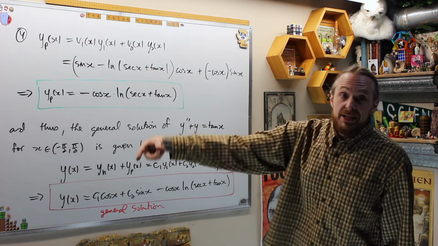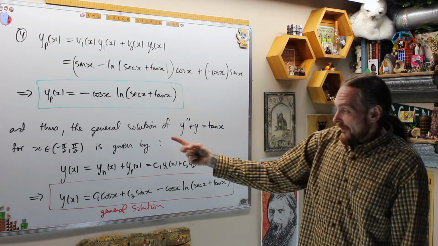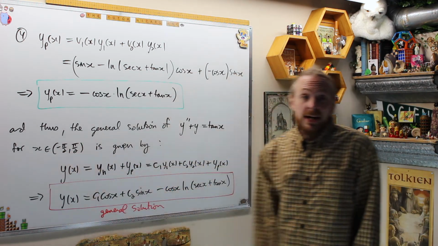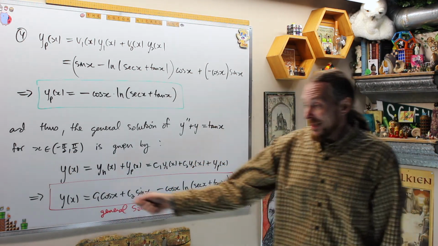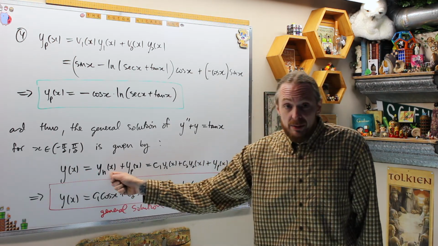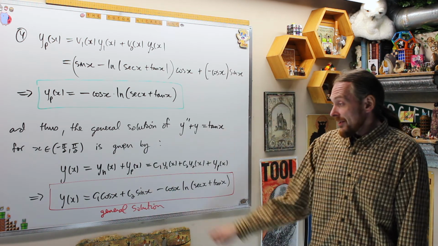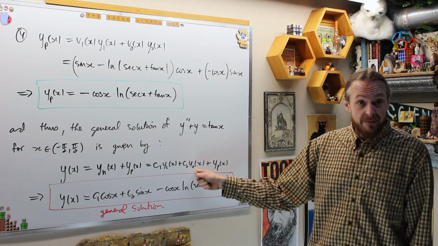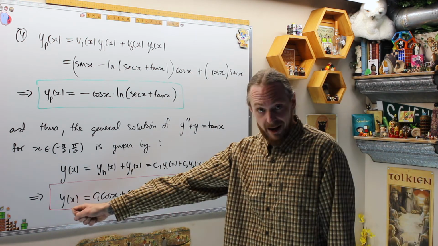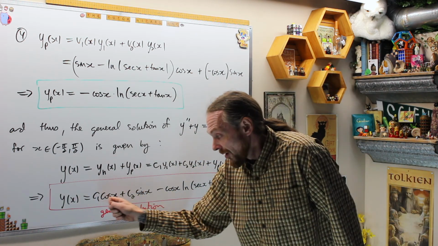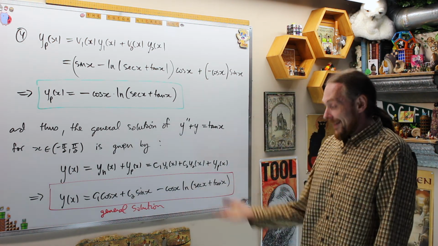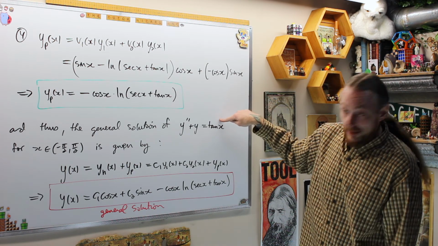That gave us the particular solution. We now have the homogeneous solution and the particular solution. Therefore, the general solution to this equation for x in the interval negative pi over 2 to pi over 2 is given explicitly by y of x, which is the linear combination of the homogeneous solution and the particular solution, which is the two linearly independent functions we already have, plus the particular solution. Therefore, in our case, our general solution is c1y1 plus c2y2 plus the particular solution. That is the general solution to this differential equation.